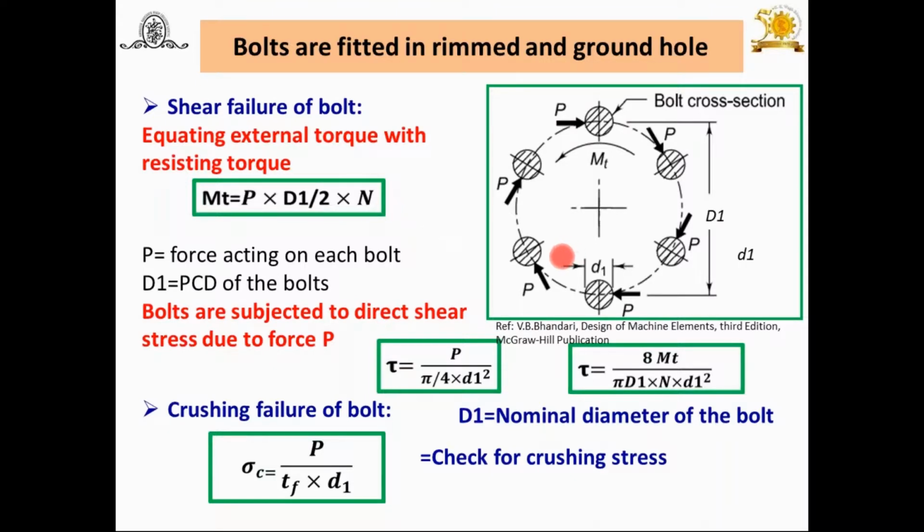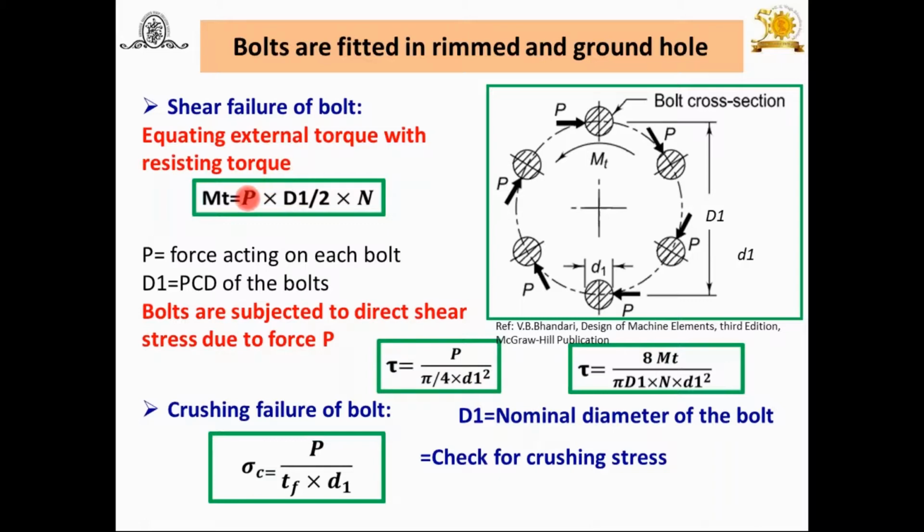Why 4? Because shaft diameter is 60. From this expression you will get the resisting force P, the force acting on the bolt. Then for shear failure of the bolt, tau is equal to the simple expression, force upon area. What is the area of the bolt? Pi by 4 into d1 square, where d1 is the nominal diameter of the bolt.